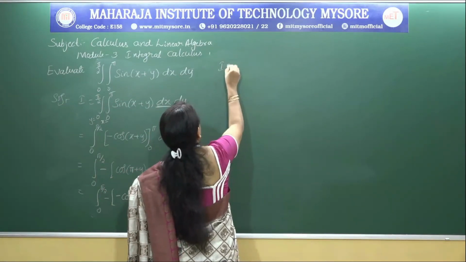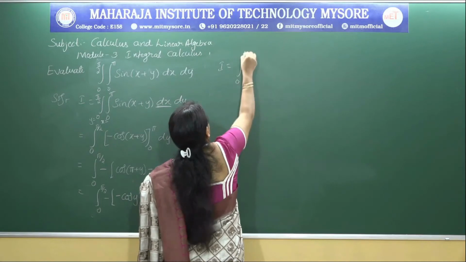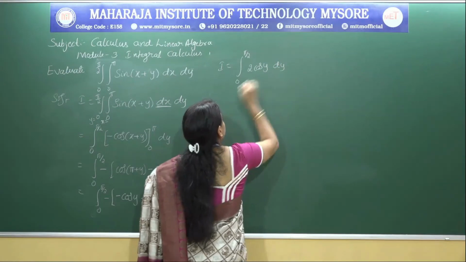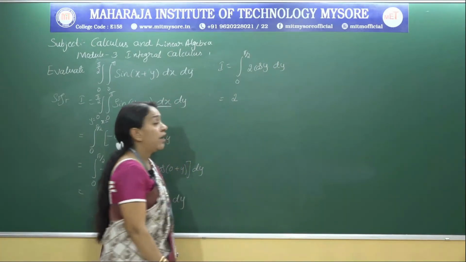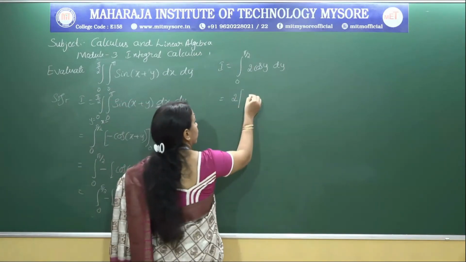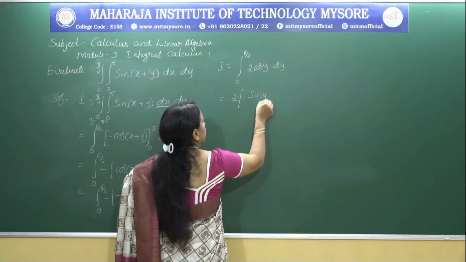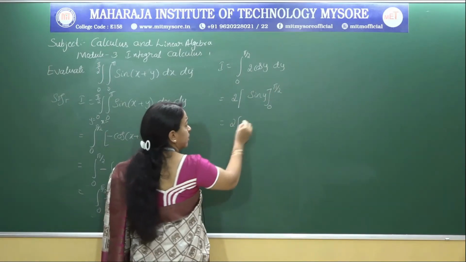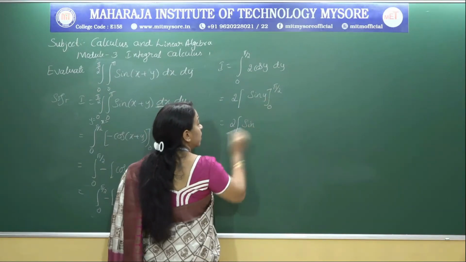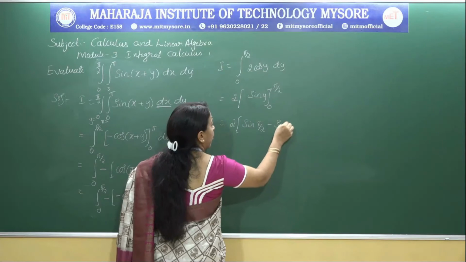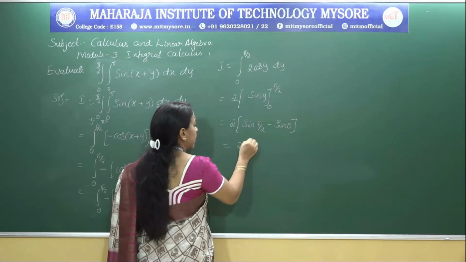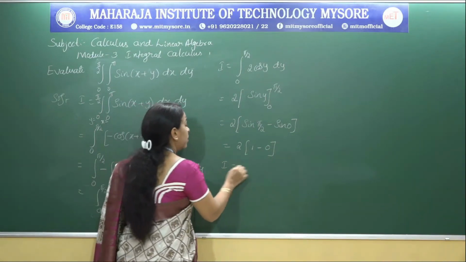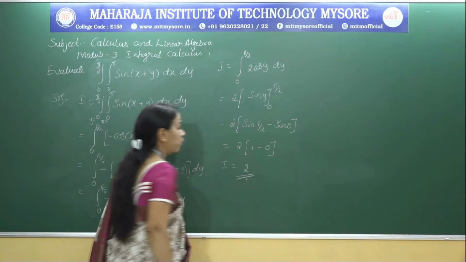So the given integral I reduces to the integral from 0 to pi by 2 of 2 cos y dy. If I take 2 common and integrate the cos function, the integral of cos y is nothing but sin y between the limits 0 to pi by 2. Apply the limit for sin, that is sin of pi by 2 and sin of 0. We know that sin pi by 2 is 1 and sin 0 is 0. So the given double integral value is 2.